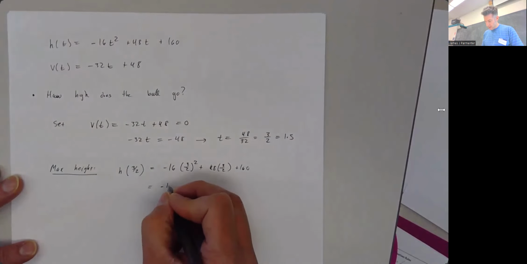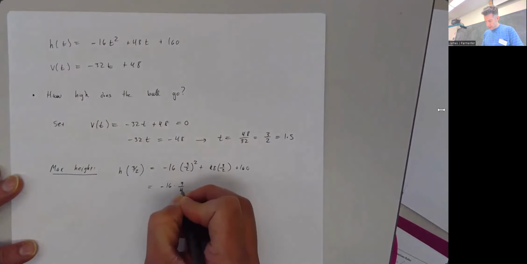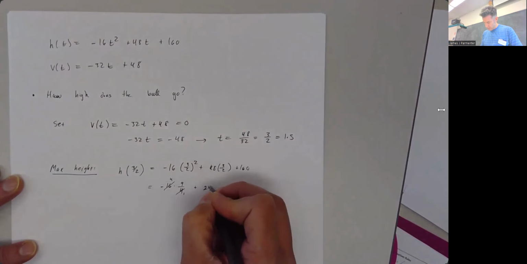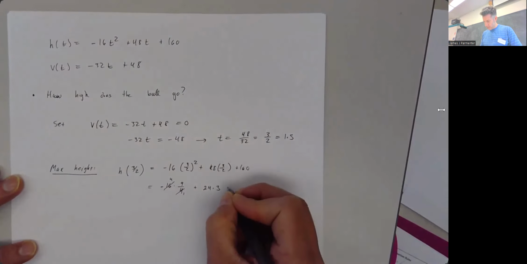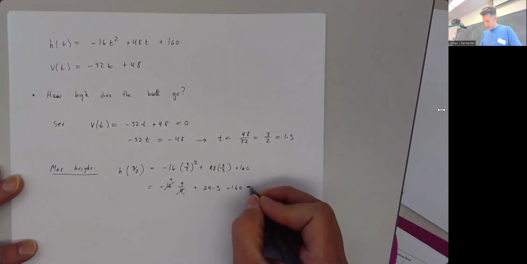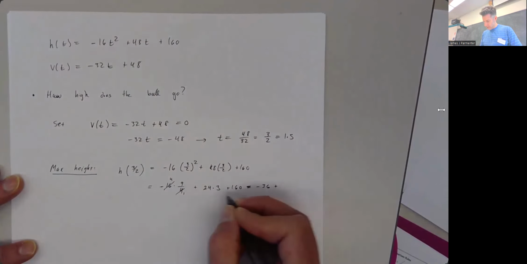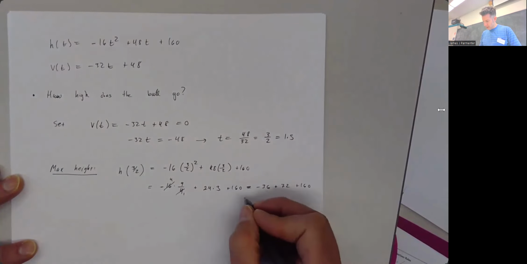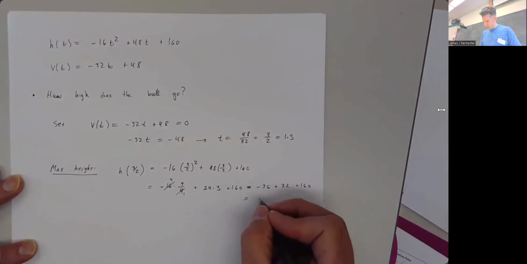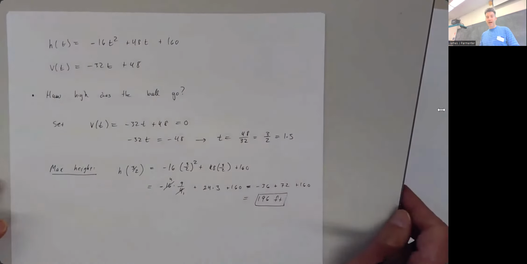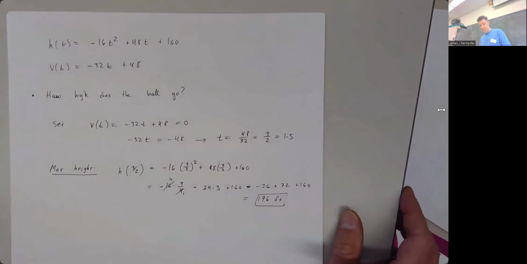3/2 squared is 9/4. I can cancel a 4 there and a 4 there. 48 times 3/2 is really 24 times 3, plus 160. That's going to be -4 times 9, which is -36. 24 times 3 is 72, plus 160. So I end up getting 36 plus 160, so 196 feet. That is the highest height the ball reaches.